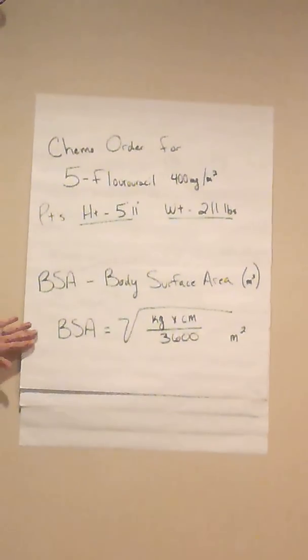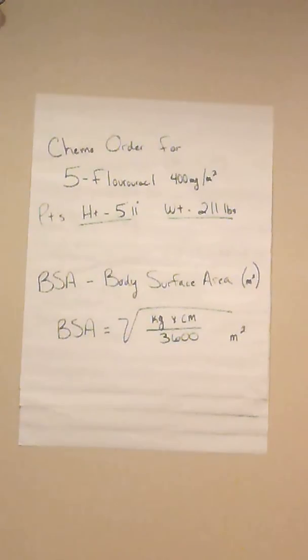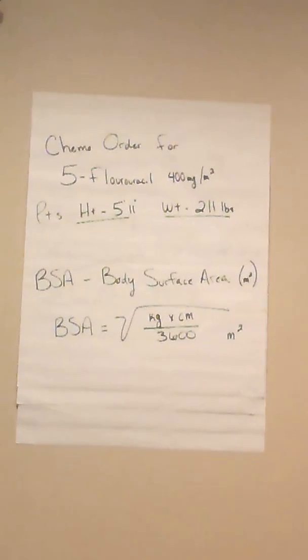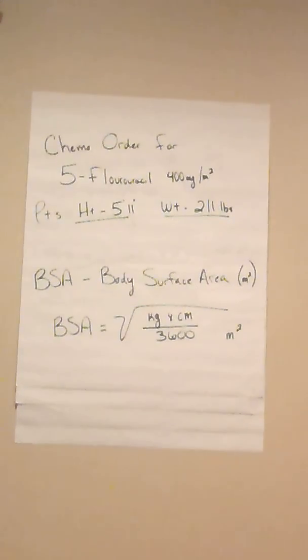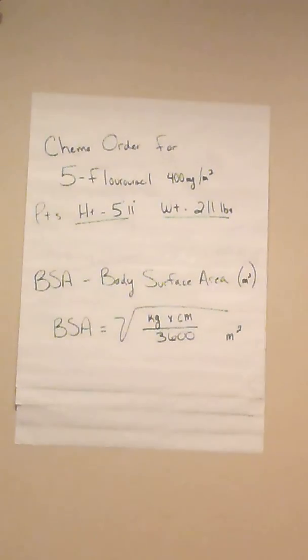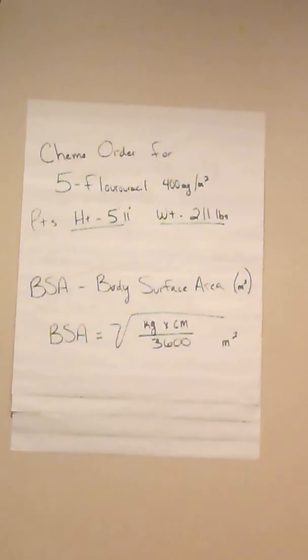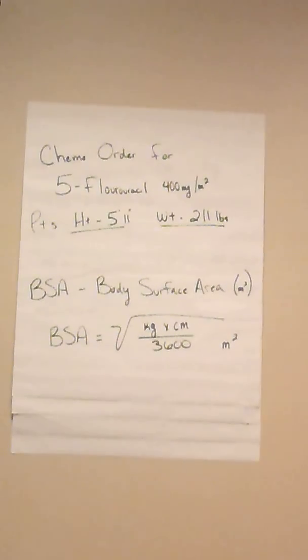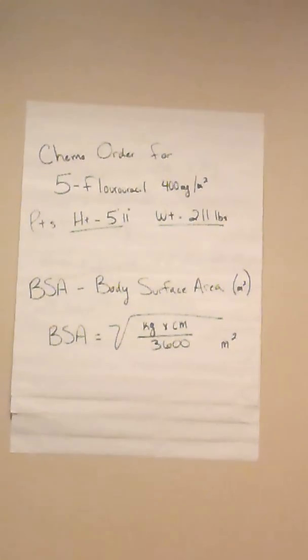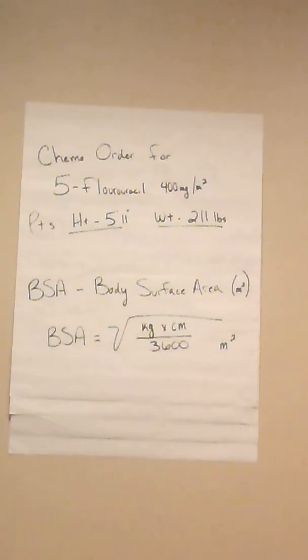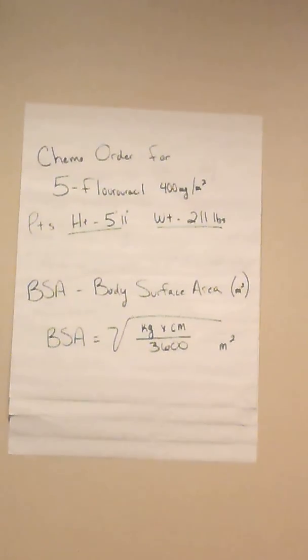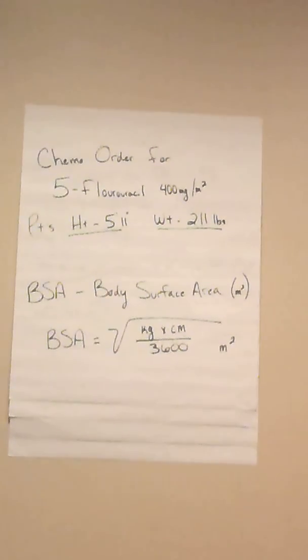This is the equation here for body surface area, which is the square root of the patient's height and weight in centimeters and kilograms multiplied together divided by 3,600. This is measured in meters squared. So for our patient, if the chemo order reads for them to receive 5-fluorouracil or 5-FU at 400 milligrams per meter squared, we must figure out the dosage, knowing that the patient's height is 5'11" and their weight is 211 pounds.